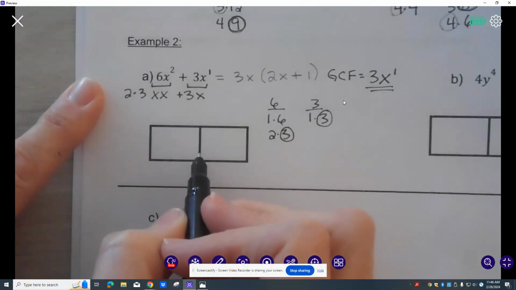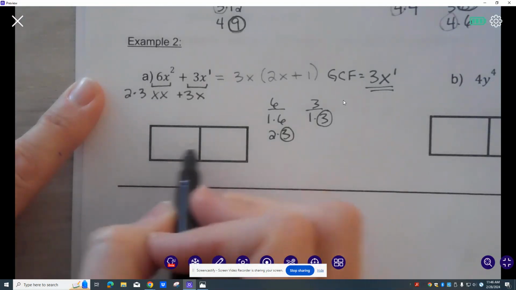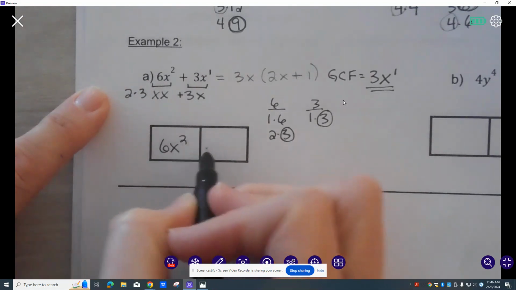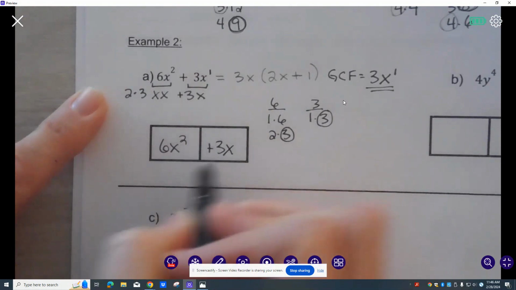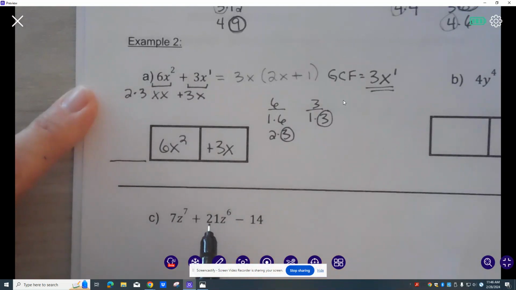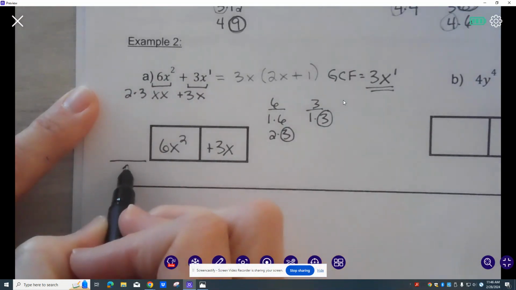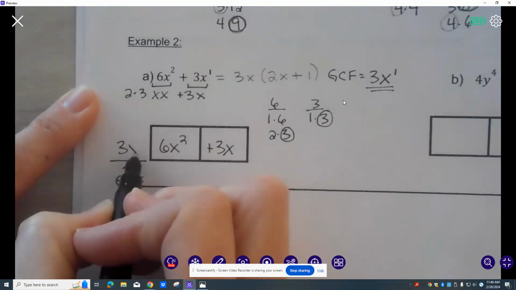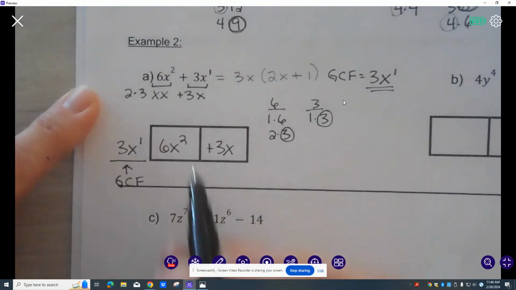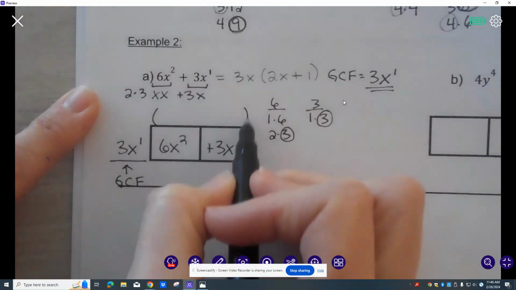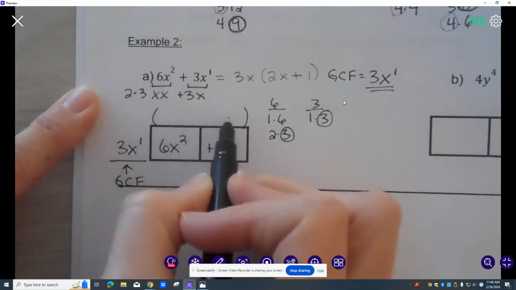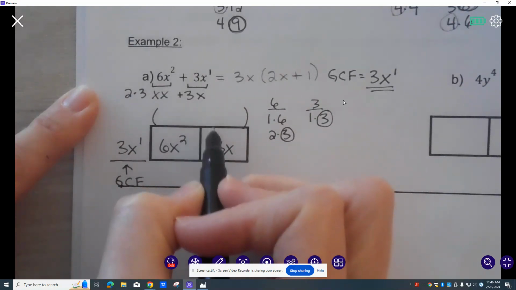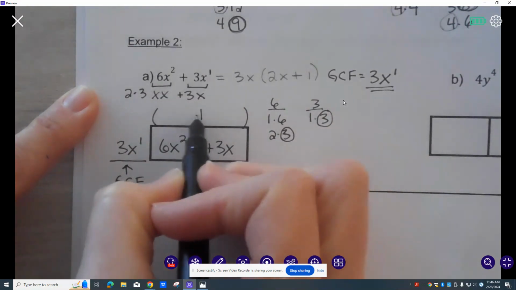If we're doing the box, we're going to put our original problem in the box, and we have to find the outside of the box. So right here is where our GCF will go. So we're going to put our 3x to the first power right there. We have to find that other binomial up here. If you have a binomial here, you're going to have a binomial here. This is a plus, so go ahead and put a plus right there.